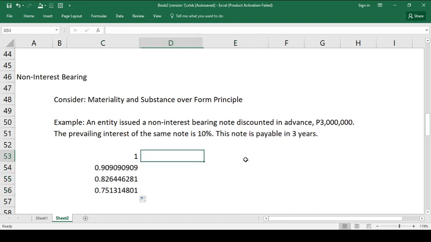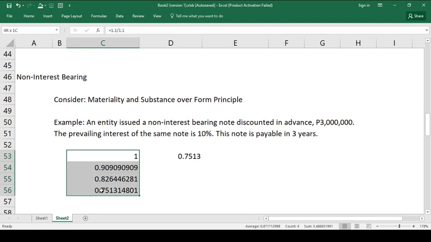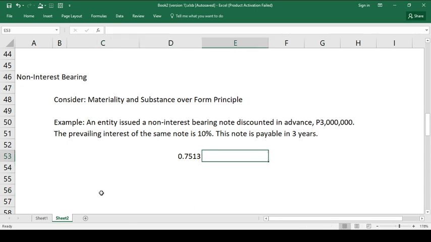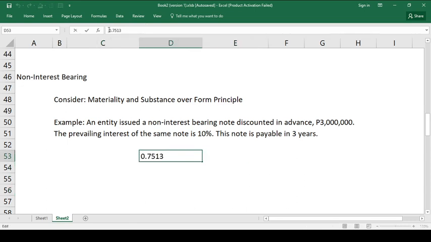Okay, kopyahin ko muna, guys. That is 0.7513. So I will only consider 3 decimal places. Okay? So this 0.7513 shall be multiplied to the face value so that we can identify the present value of the note. The present value of the note, considering there was a discount on the non-interest bearing note.